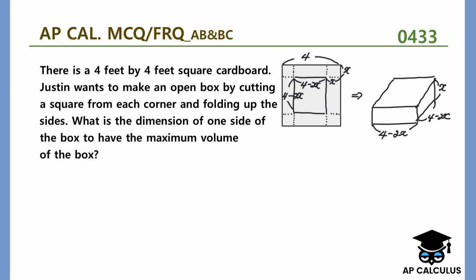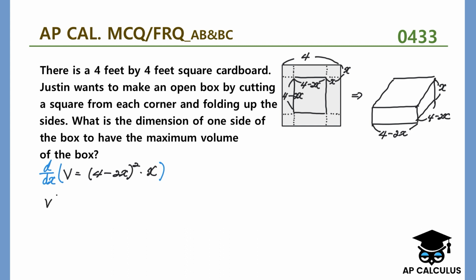Right? So good. Now let's write the equation of the volume of the box. So volume of the box, V, is equal to base times height, right? So base 4 minus 2x times 4 minus 2x times height x. So we have 4 minus 2x squared times the height x, right? As you see already, this is a one variable equation, one variable x, right? So what we can do is differentiate this equation with respect to x, right?